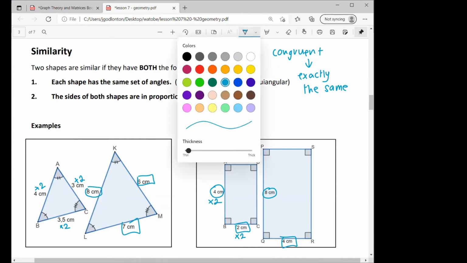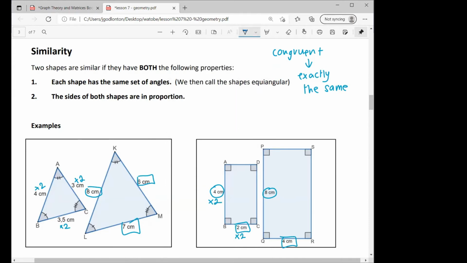The most important thing in similarity is that the angles are identical. So here you can see angle B is the same as angle L because it's got the single line. Angle A has 2 lines, which means it's the same as angle K because that's also got 2 lines. And angle C, which has 3 lines, is the same as angle M because that's got 3 lines. So those two would be similar to each other.